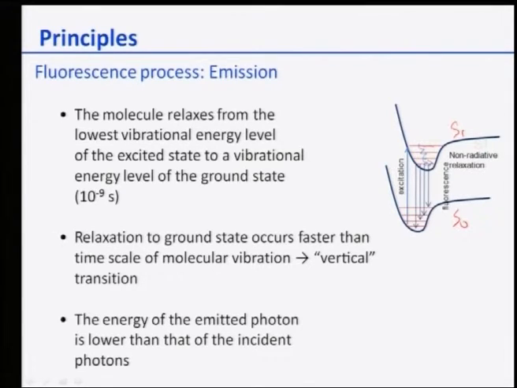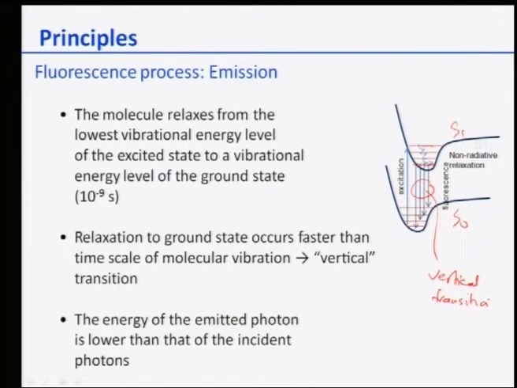Then it can relax from the lowest vibrational energy level of the excited state to the vibrational energy levels of the ground state in many different ways, because in the ground state also there are many vibrational energy states available. So, the electron can jump from the lowest vibrational level of the excited state to any of these S0 ground state energy levels in different ways, and these relaxations occur faster than the time scale of molecular vibrations. These are all known as vertical transitions in the literature.